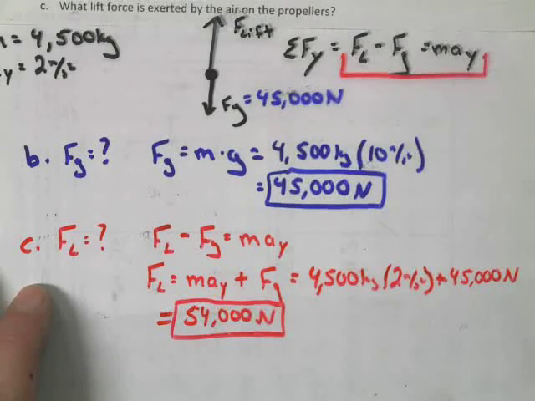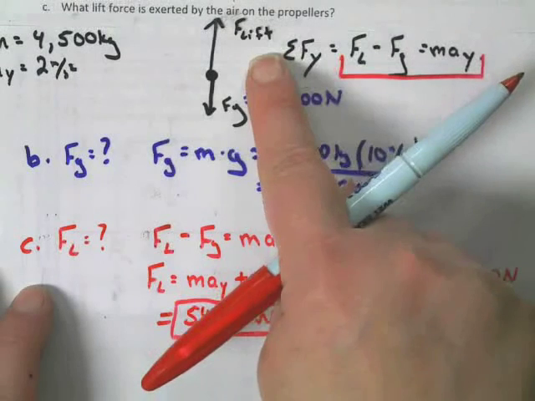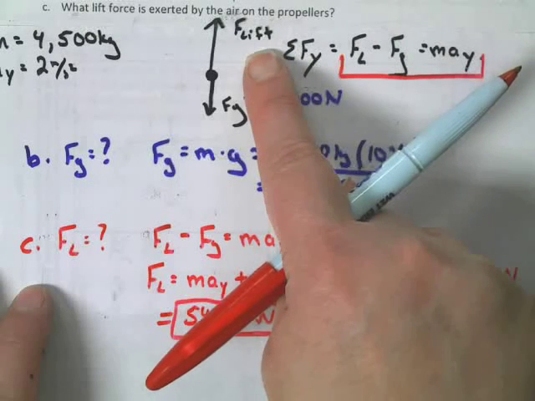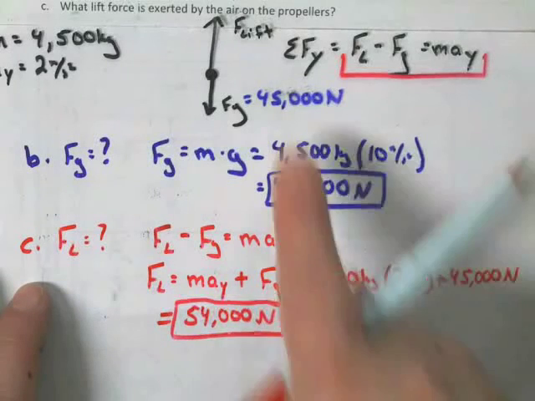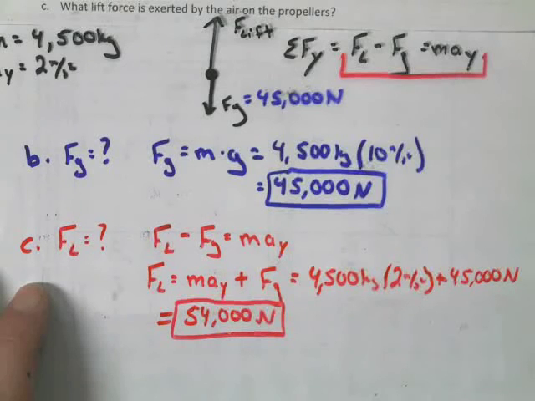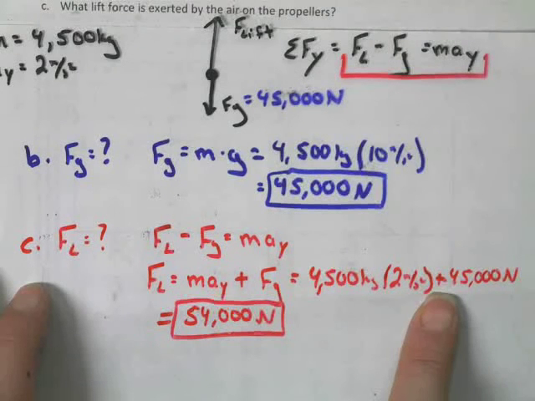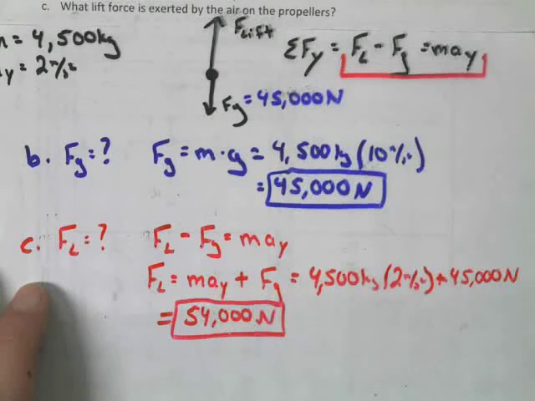I can do my quick check again. If the weight is 45,000, because it has an upward acceleration, the lift force needs to be bigger. Does everyone agree 54,000 is bigger than 45,000? Okay. If I accidentally subtracted when I should have added over here, then my answer would have been smaller, and when I compare it to my free body diagram, I'd recognize that there was something wrong.